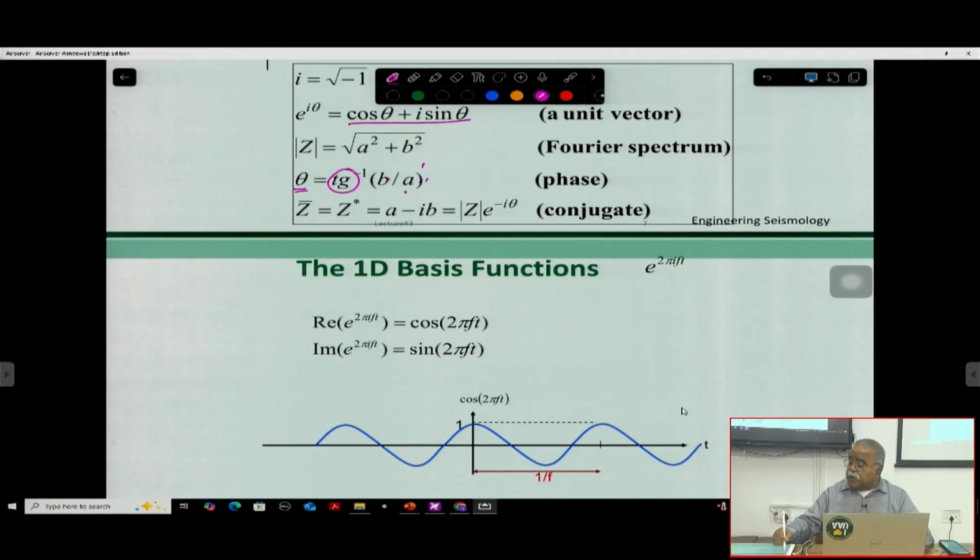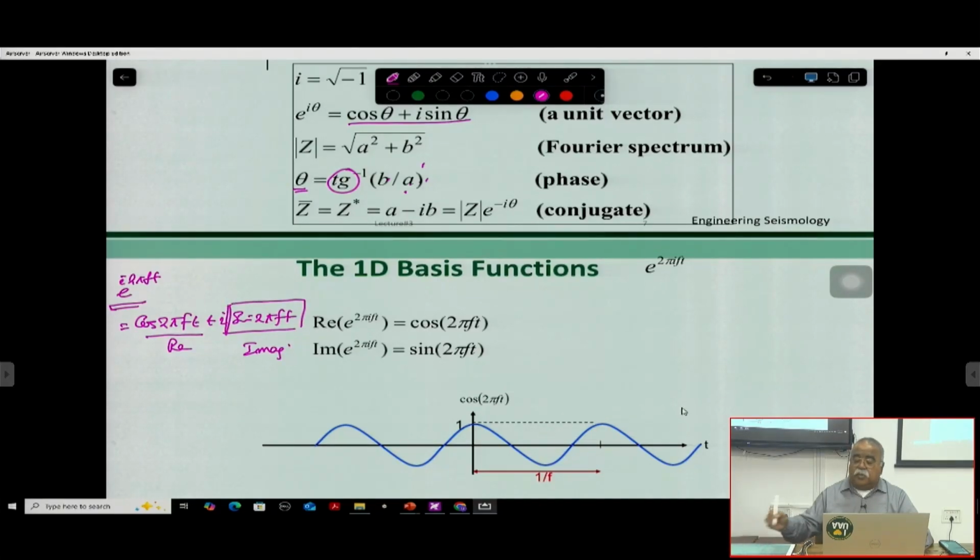So if I write it down, it is cos 2πft plus i sin 2πft, which will be equal to e to the power i 2πft. So this is your complex number. This can be written as cos 2πft being the real part, and sin 2πft being the imaginary part, right? Meaning sin 2πft is the imaginary part.